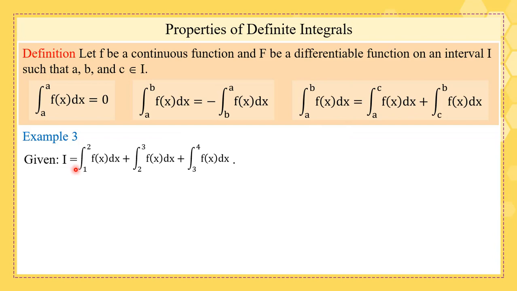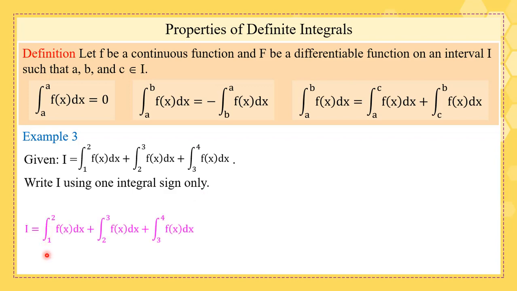Example, given I equal integral 1 2 of f of x dx plus integral 2 3 of f of x dx plus integral 3 4 of f of x dx, write I using an integral sign only. I is equal to integral 1 4 of f of x dx. Here 2, 2, 3, 3 are removed, we get integral 1 4 of f of x dx.